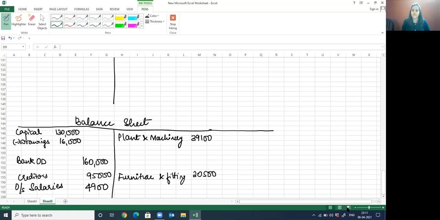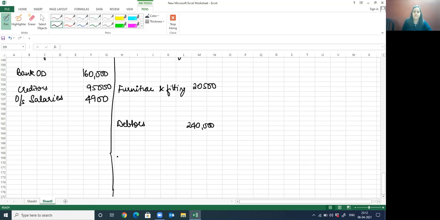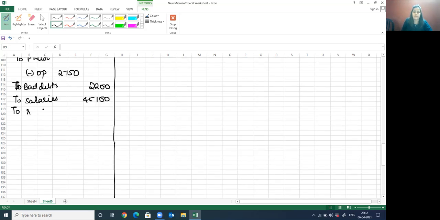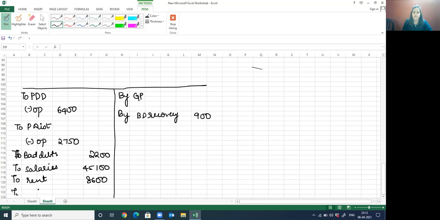Salaries payable, so outstanding 4,900. Then prepaid rent, anything paid in advance is an asset. Prepaid rent 600. Then rent expenses, to rent 8,600. And carriage inwards will come in trading. So to carriage inwards 2,250. Then carriage outward will come here. To carriage outward 2,700.